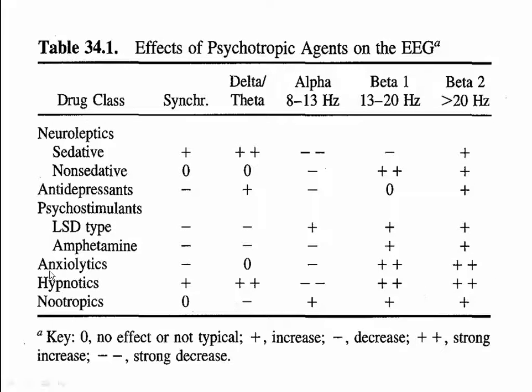Again, the hypnotics and the anxiolytics are causing strong increases in beta frequencies, and in some cases decreases or no effect at all on the slower frequencies. In fact, the hypnotics are showing a strong decrease in alpha, a strong increase in delta and theta, and a somewhat moderate, I guess I would say, increase in synchronization of the EEG. Quite a few of these cause the EEG to be desynchronized.